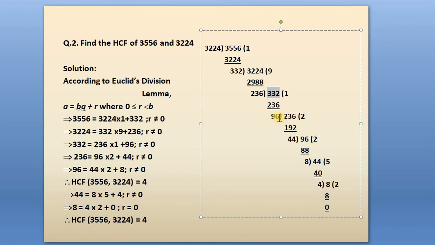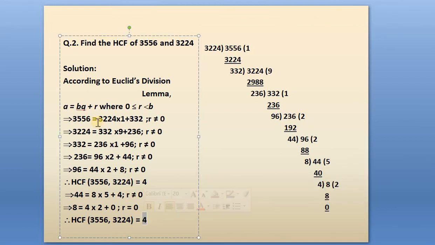Now 96 is the new divisor and 236 is the new dividend. Once you divide it, you get a quotient 2 and the remainder 44. Again 44 is not equal to 0, so that will become the new divisor. And 96, the previous divisor, will become the new dividend. Divide it again, you are getting the remainder 8. Continue the process till you get 0. And when you get the remainder 0, that time the divisor was 4. So 4 is the HCF.